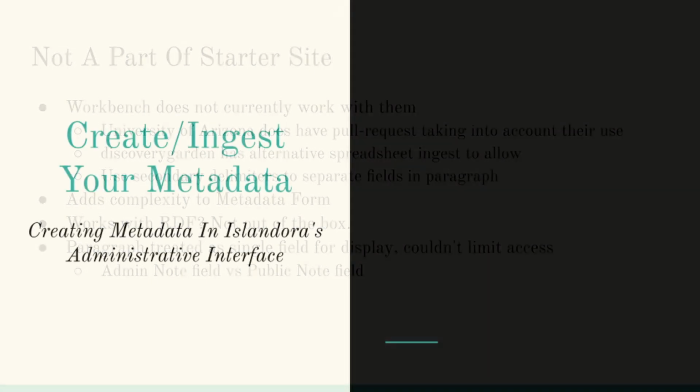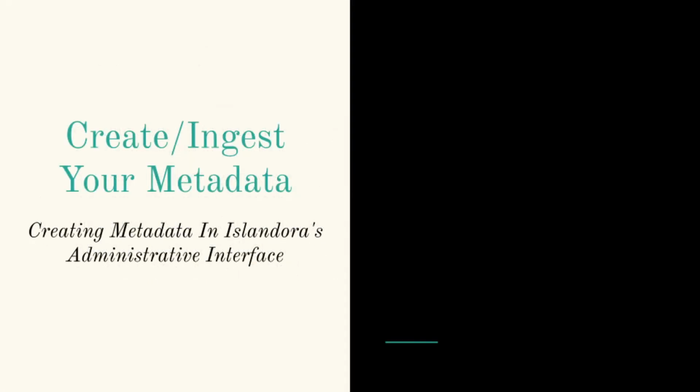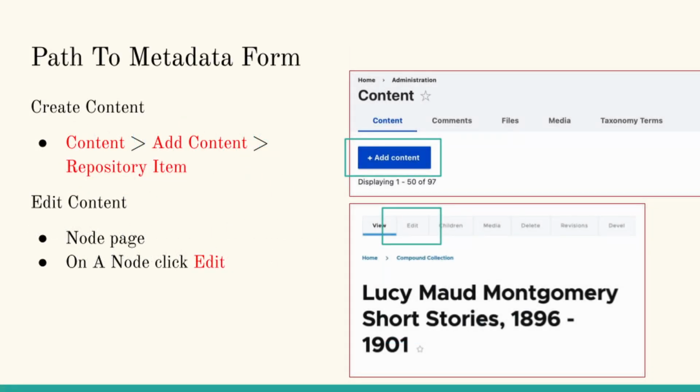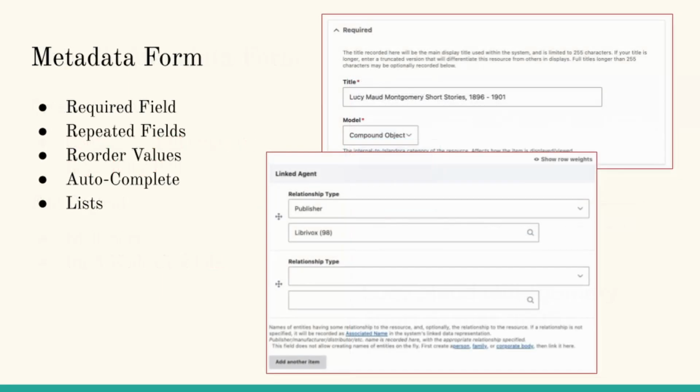So next topic, wanting to talk a little bit about creating and ingesting your metadata. I'm not going to go too much over this, but there are two paths to get to edit a single item through the user interface. You can either go to the content page and click the add content button and then choose repository item, and it will give you the metadata form. Also, if you just want to edit an existing node, you go to that node's page, and in the menu bar at the top, one of the options will be edit, and that will take you to the metadata form for that specific node.